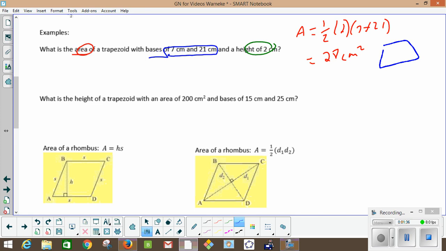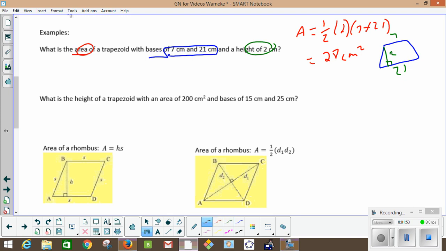Now sometimes it's nice to see what the picture would have looked like from a sentence. So if we take that word problem and apply it to a picture, we would have had a base of 7, a base of 21, and then a height at a right angle of 2. So that's kind of how you could, and you are welcome to draw it out to see if it helps you make it more clear.